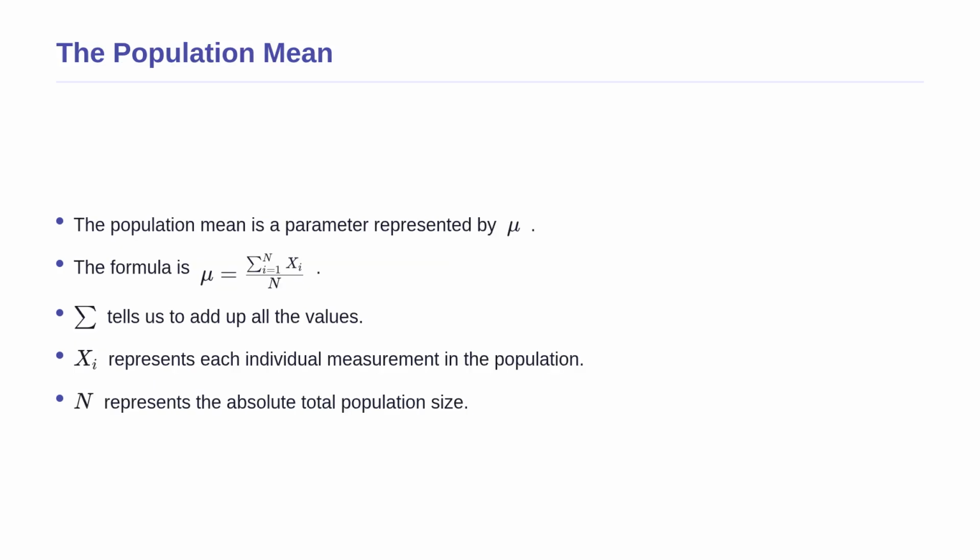Let us look at how this works mathematically, starting with the population mean. Conceptually, finding an average is simple. Add everything up and divide by the count. Here, the Greek letter mu represents our unknown population parameter. The formula requires us to use the capital sigma to add up every individual measurement, represented by capital X sub I. Finally, we divide by capital N, which is the absolute total number of individuals in the entire group. As the population size increases, this becomes much harder to calculate.